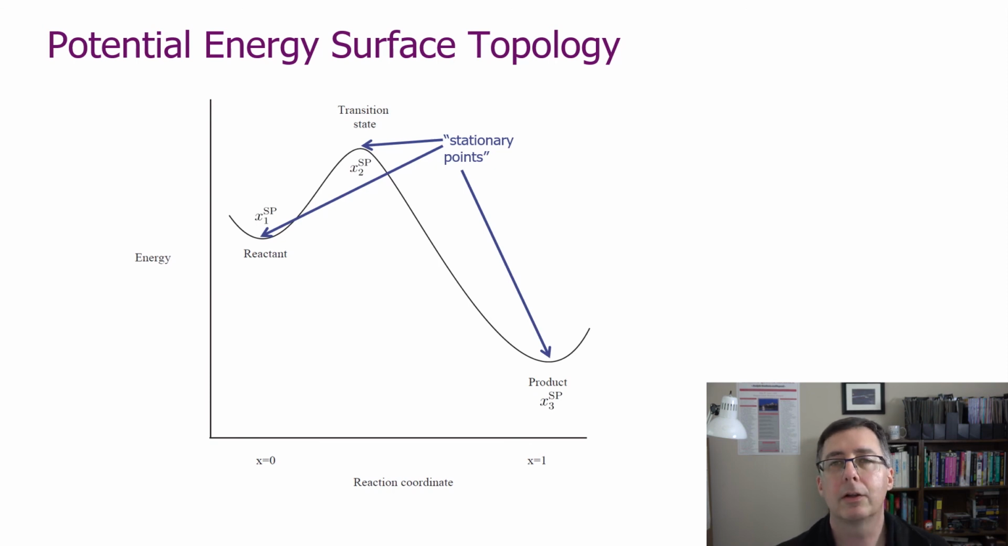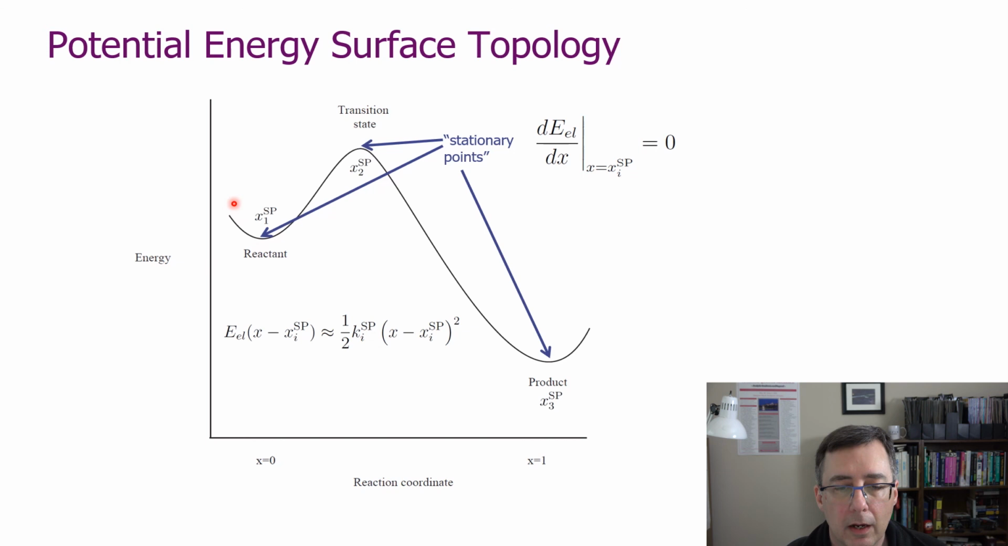All 3 are called stationary points in computational chemistry. A stationary point, all that means is that the derivative of the energy with respect to some relevant coordinate of nuclear motion, or a vibrational coordinate, is 0 at the stationary point. So you can see that the derivative here is 0, the derivative here is 0, the derivative here is 0 with respect to x.